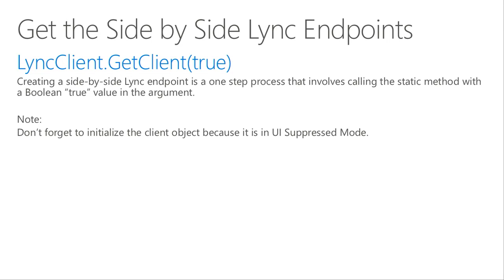How do you do the side-by-side Lync endpoints? It's as simple as calling get client. The first time you get the Lync client instance, pass a parameter with true. With this passed in, you can get a side-by-side Lync endpoint. Okay, here is the last demo I can show.